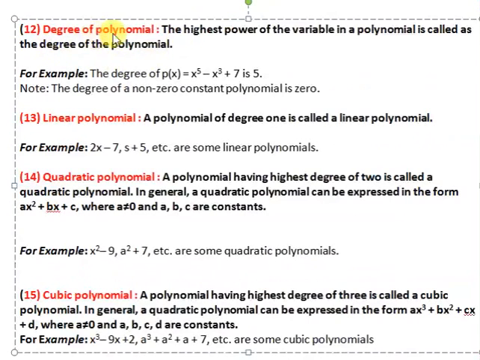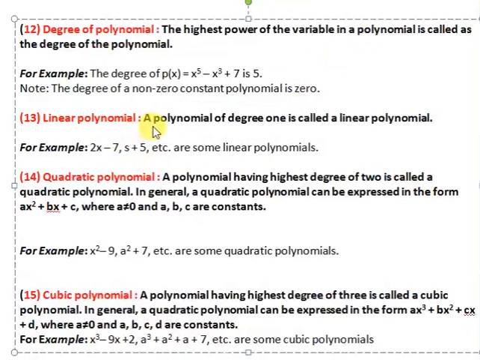Next is degree of a polynomial. The highest power of the variable in the polynomial is called its degree. For example, see this polynomial x to the power 5 minus x cube plus 7. Here the highest power of the variable x involved is 5. Here 3 is also there, but the highest is 5. Therefore, the degree of this particular polynomial will be 5. Here we have to note one point, that the degree of a non-zero constant polynomial is 0.